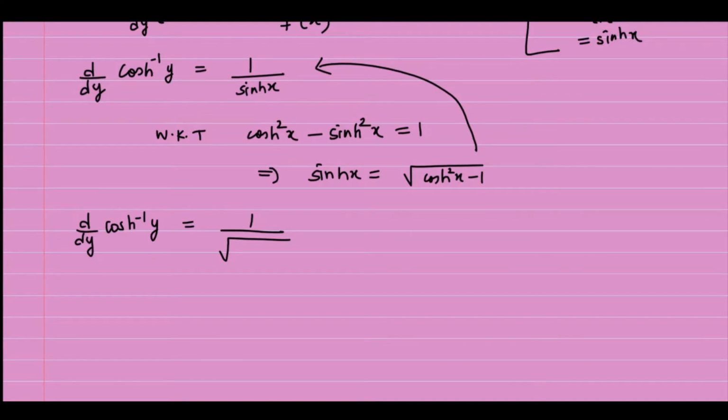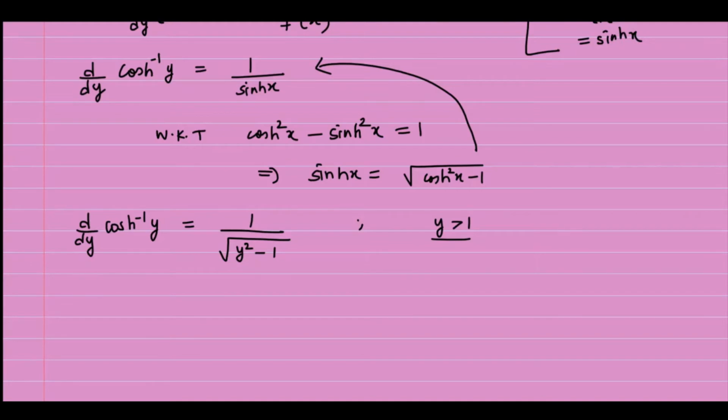Now what is cosh x? cosh x is our y. We have taken y equal to cosh x. So you will get y square minus 1. The square root of y square minus 1 is valid only if y is greater than 1, because if y is less than 1, inside the square root you will get a negative term. When y equals 1, the denominator becomes 0, so that is also not possible. You should take the value of y to be greater than 1.